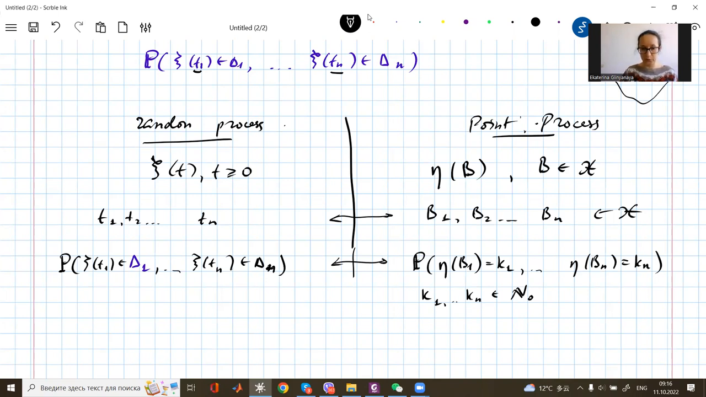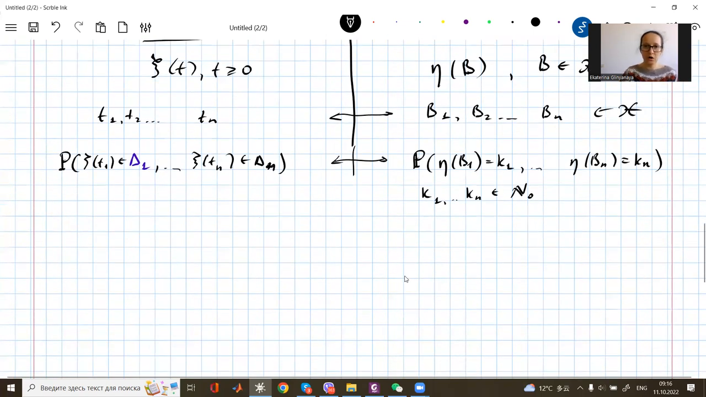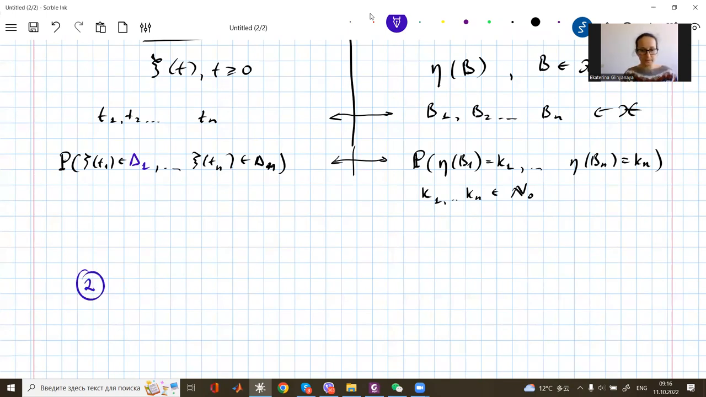Later we will give a strict proposition that will prove that indeed such so-called finite dimensional distributions of a point process will define the distribution of a point process like we defined at the beginning of the lecture. And also, let us mention another tool that we use in the theory of random processes and in probability theory. This is characteristic functions.